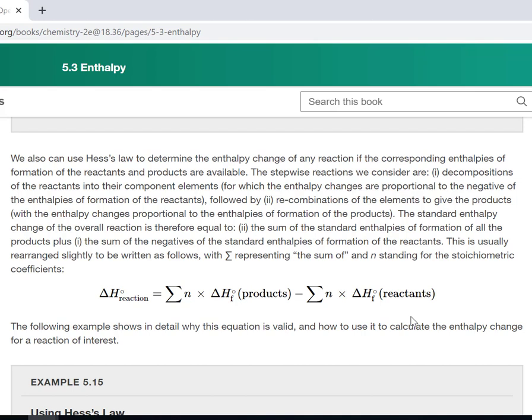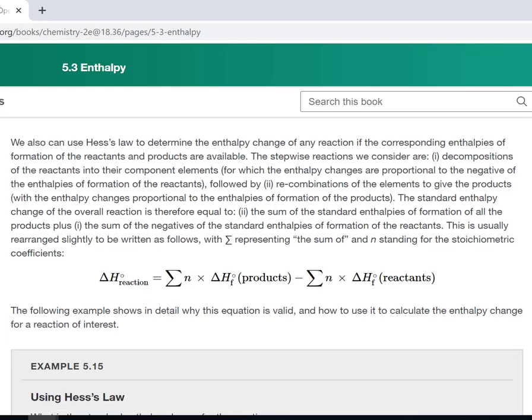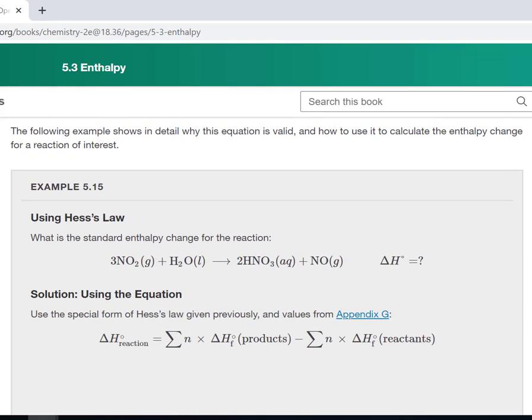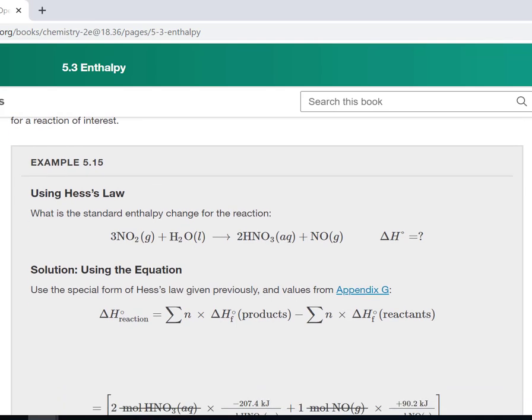So what you're doing here is you're taking a shortcut, but we know that the shortcut is okay. And in thermodynamics, we can often take these shortcuts. So we want to set it up so that we can take shortcuts. So let's look at an example of using Hess's law. We're given a reaction, 3NO2 plus H2O to give us 2HNO3 plus NO gas. So we're going to be using this equation to solve that.